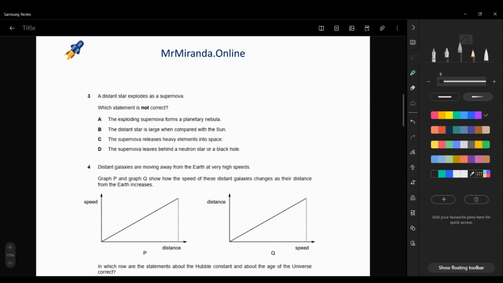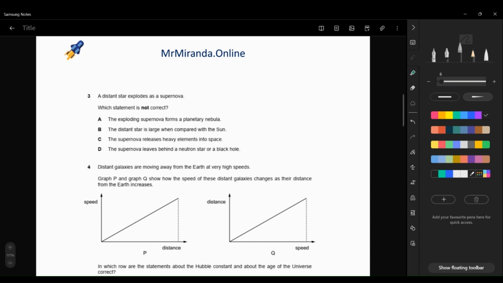Let's start with A. The exploding supernova forms a planetary nebula. When a supernova explodes, it will form a nebula, but this nebula is not a planetary nebula. No planets are going to be formed out of this nebula. All right, no new stars are going to be formed out of this nebula. So the statement that is not correct is A. Let's just check the other three, and I'll do that by briefly explaining what a supernova is.